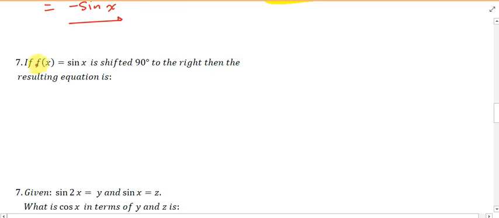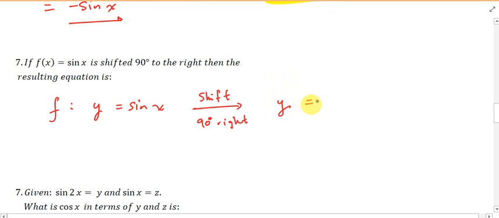Right. Let's look at question 7. If f of x, which is equal to sine x, is shifted 90 degrees to the right. Now guys, when you're shifting graphs left and right, if I have a function y equals sine x, and I shift 90 degrees right, then you will get a new function, which is y equals. Now when you shift the graph left and right, the domain changes, so we need to look at the x values here, or the x-intercepts change as well.